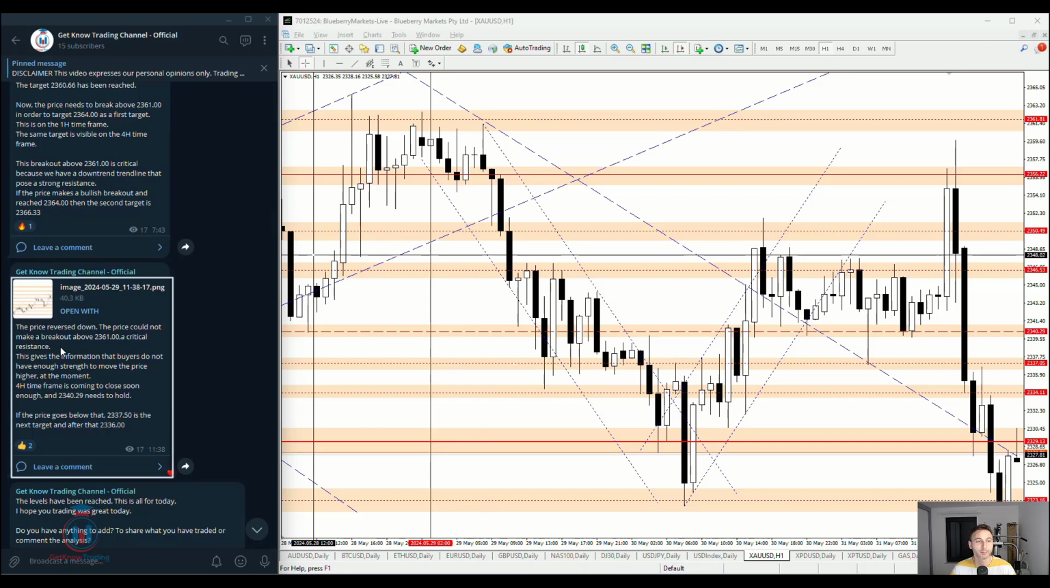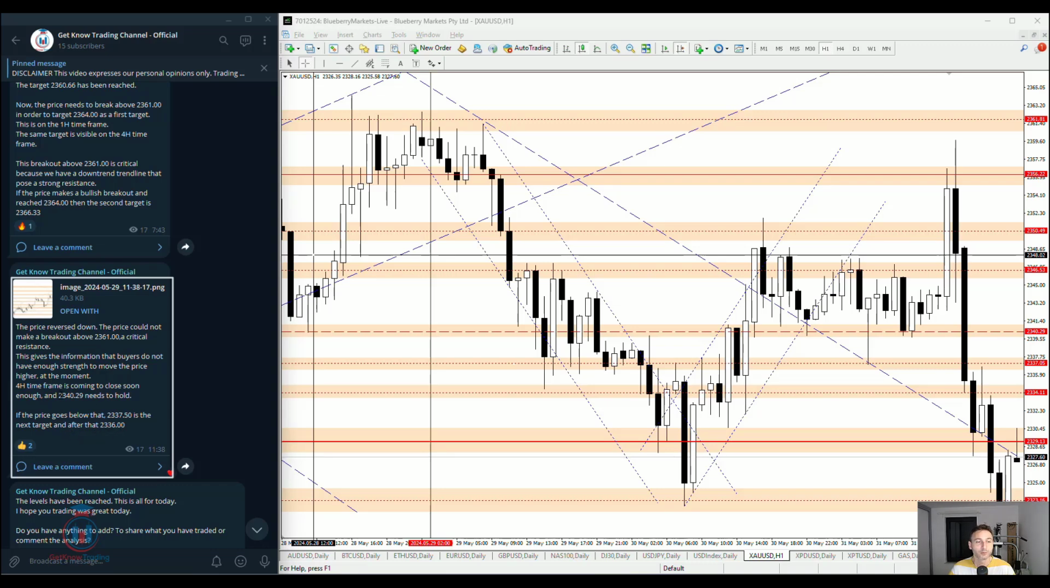The price could not make a breakout above 2361, a critical resistance. This gives the information that the buyers do not have enough strength to move the price higher at the moment. The 4-hour time frame is coming to close soon, and 2340.29 needs to hold. If the price goes below that, 2337.50 is the next target, and after that 2336.